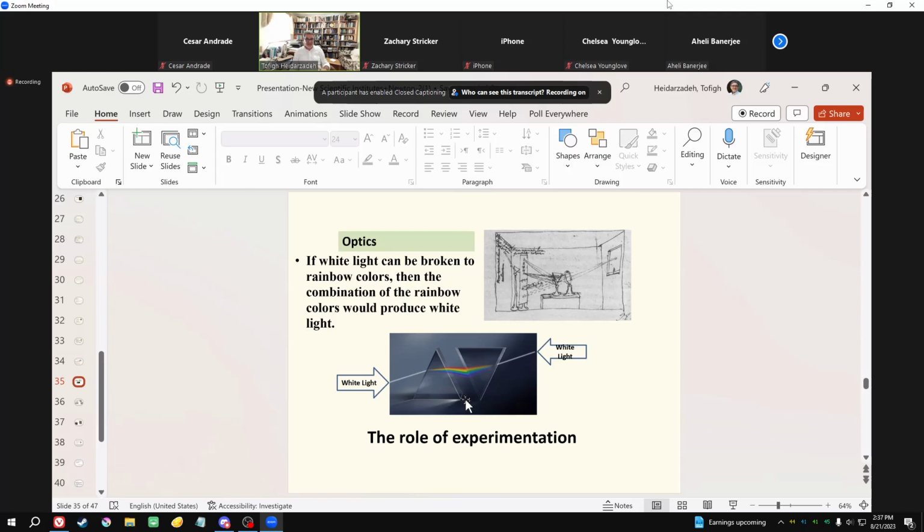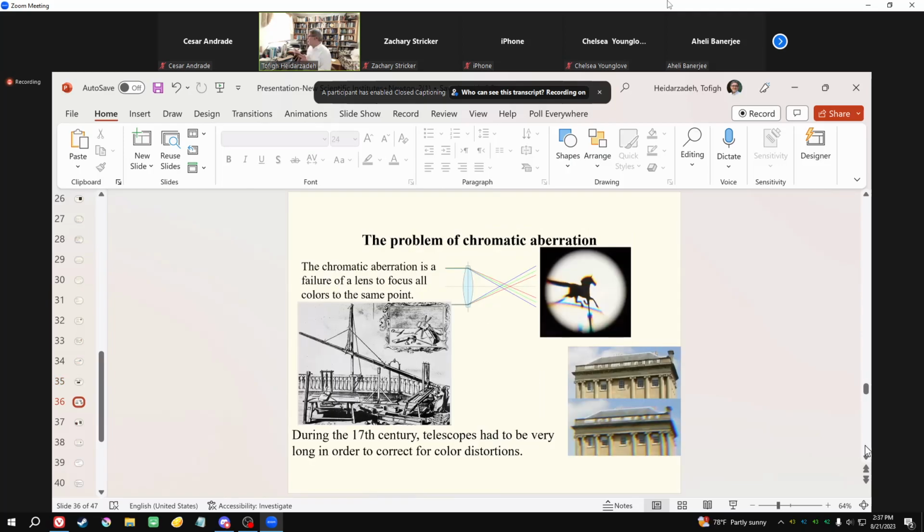This was not only a very important discovery, but also it showed the role of experimentation as something that you perform to discover the nature of phenomena happening around us. Again, instead of sitting and philosophically discussing it for weeks, for months, even centuries, you do something and observe the results and then make a conclusion.